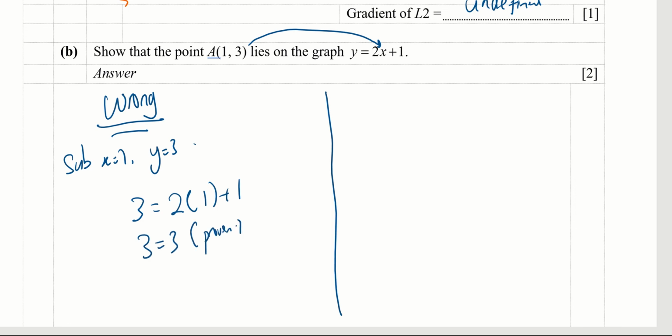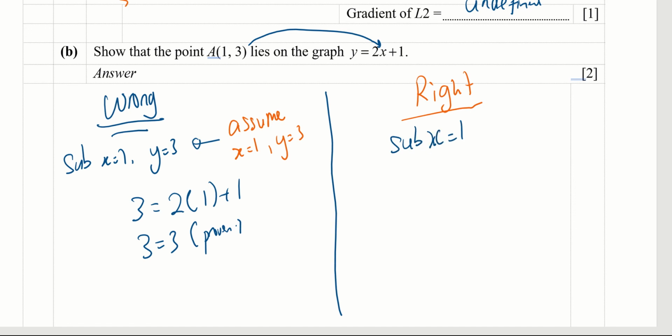Now why is this wrong? Because you assume that when x is 1, y is 3, so you're not allowed to do that. So what you should do is that you could then use the idea of just one of it, meaning you either choose x equals to 1 or y equals to 3. So I want to sub x equals to 1, then I want to test to see if y equals to 3. This is just a thought bubble, but you don't need to write it down in the exam.